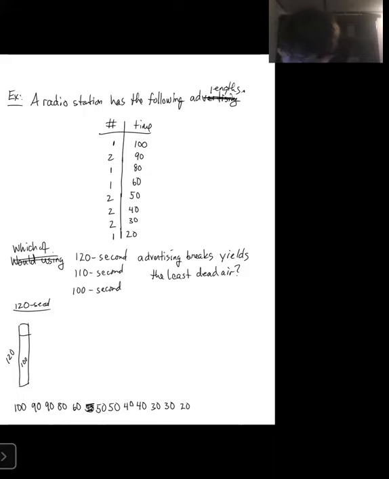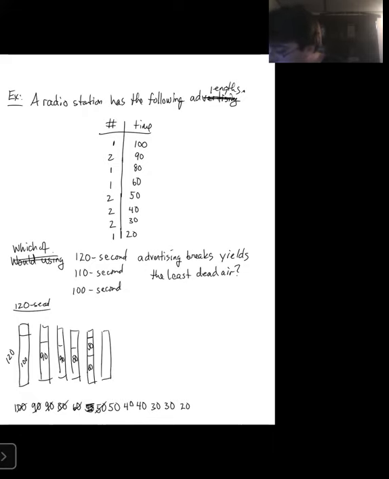100. I'm actually not going to cross these out. Well, maybe I will. 100, 90, 90, 80. 60 isn't going to fit anywhere. So there's a 60. Now how about 50? 50 will fit up here. A 50 will fit there. We're left with 10 seconds. But the next 50 is going to have to go into another block.